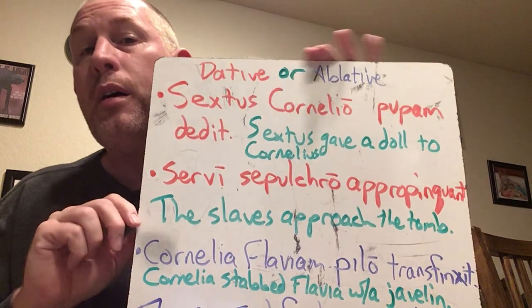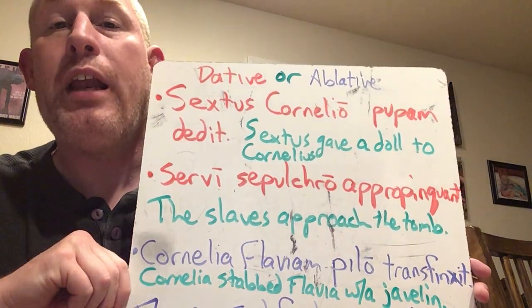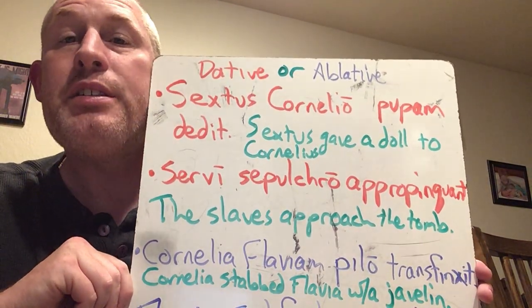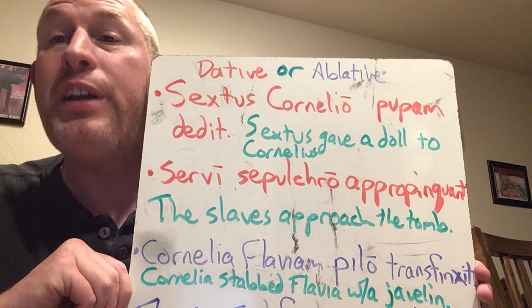Now let's look at examples. So I color-coded them, and I ran out of space, so it's a little jammed. But Sextus Cornelio pupam dedit. Sextus gave a doll to Cornelius.